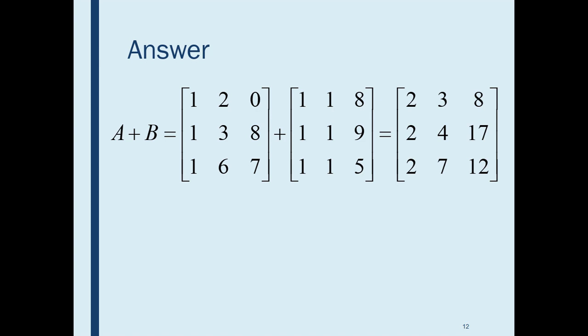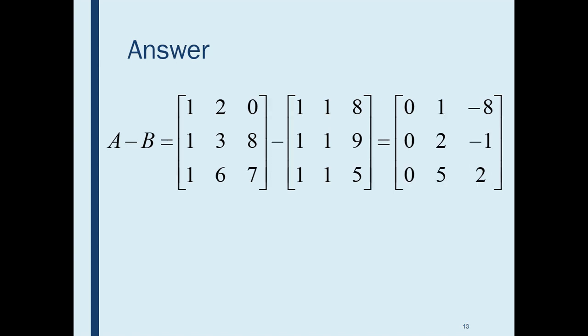Therefore, we can perform addition and subtraction of these two matrices. Adding corresponding elements together, we can obtain the addition of these two matrices as given here. Subtracting the corresponding elements of the given two matrices A and B, we can obtain the answer for A minus B as given here.